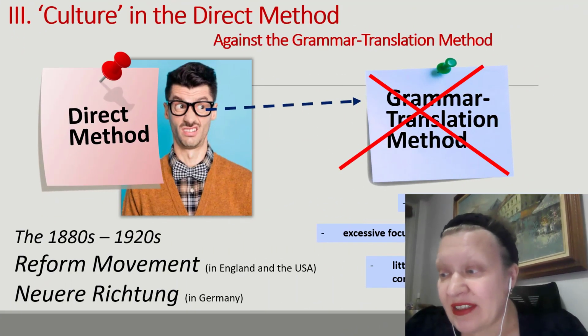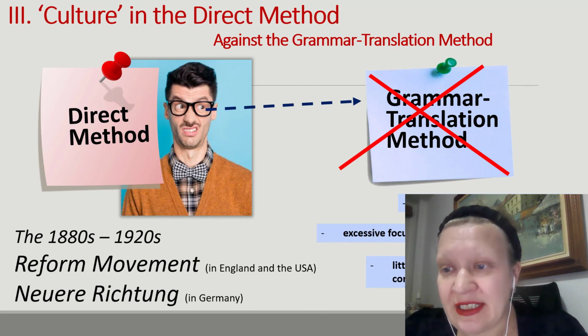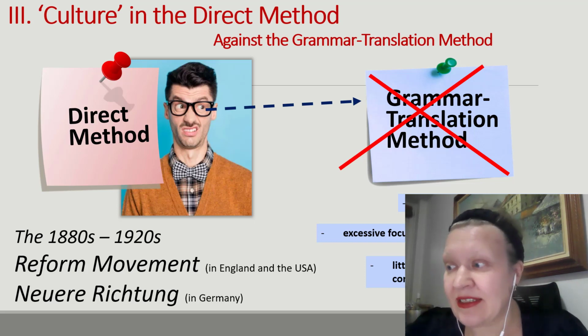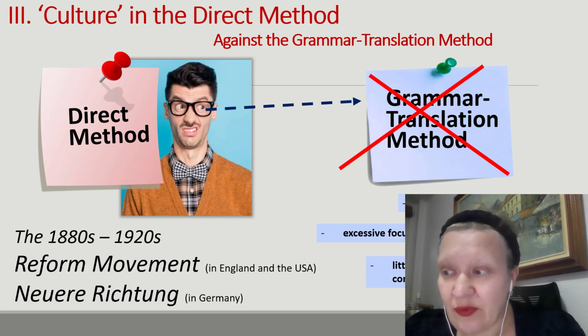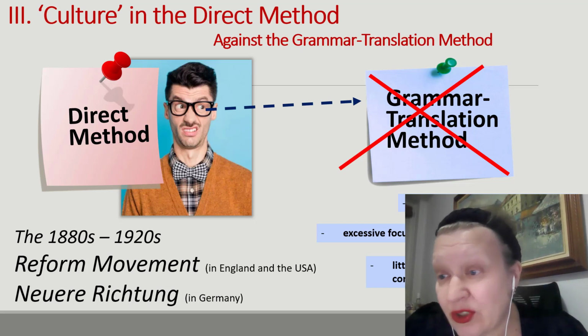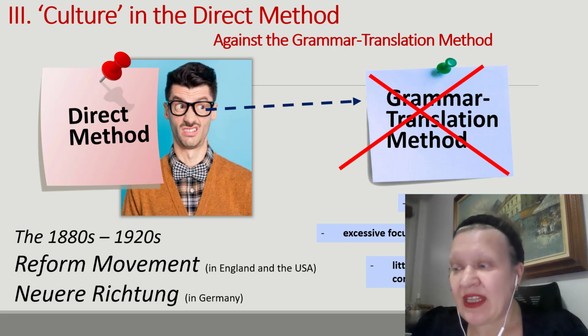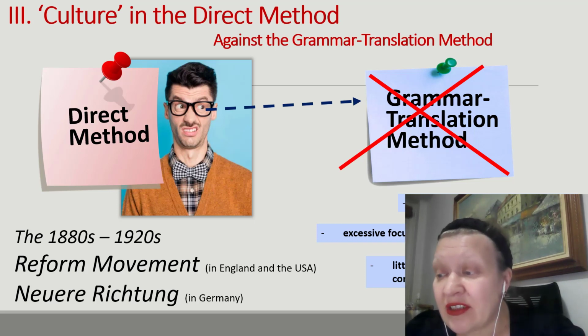The direct method was a dominating approach to second language teaching in Europe and the United States between the 1880s and the 1920s. It was so influential that it inspired a movement to reform modern language teaching around the world. This movement is known under the name of the Reform Movement in England and the USA, and Neuere Richtung in Germany. However, the direct method is not limited to this specific period.